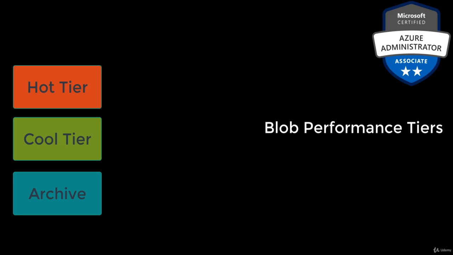Cool tier. Cool tier is optimized for storing large amounts of data. Now these kinds of data are infrequently accessed. They are stored for at least 30 days. Storing data in the cool tier is more cost effective, but accessing that data may be somewhat more expensive than accessing data in the hot tier.